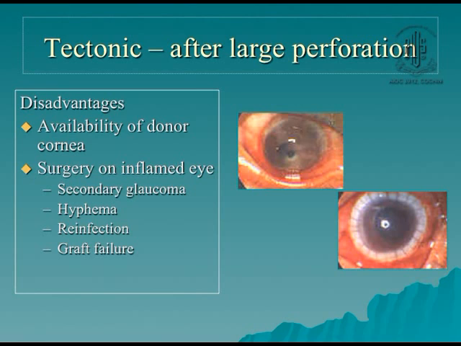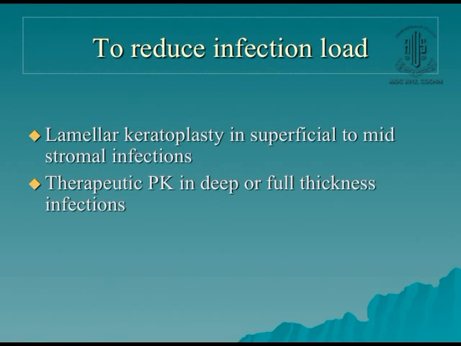Availability of the donor tissue should be there, and of course in such a big inflamed eye, when we are doing such a big surgery, naturally we can expect complications like secondary glaucoma, hyphema, even expulsive hemorrhage. Reinfection and failure are almost common. Then to reduce the infection load, even before perforation, we can consider therapeutic graft.